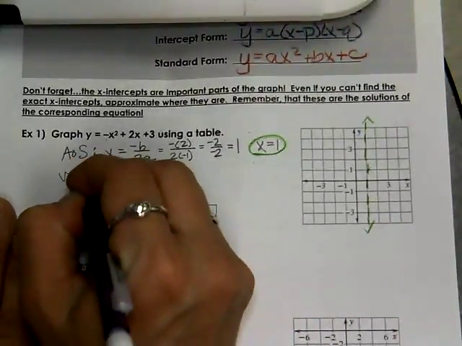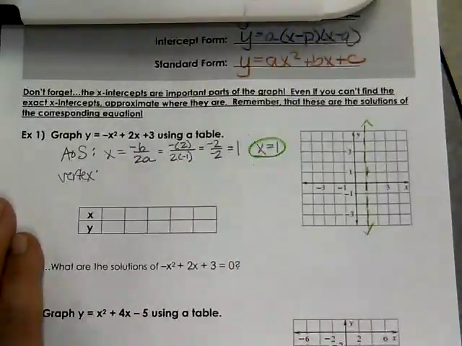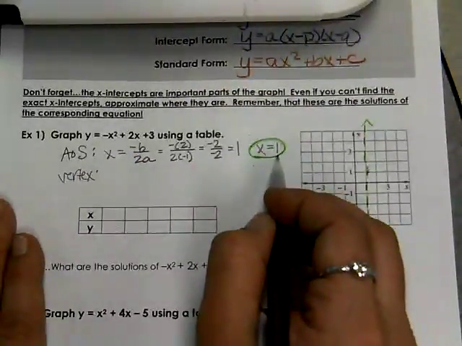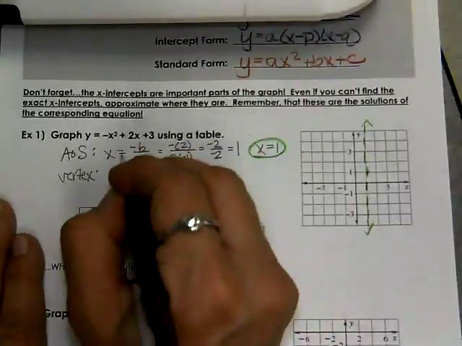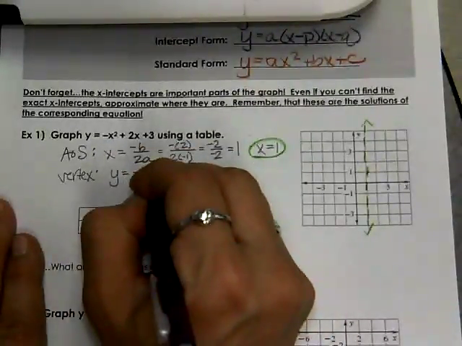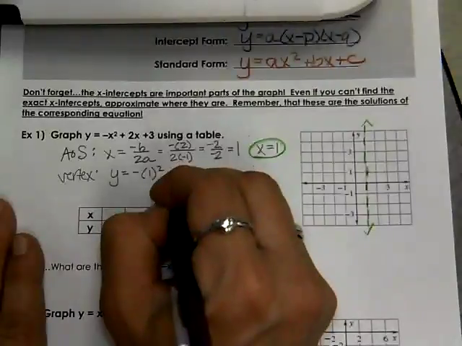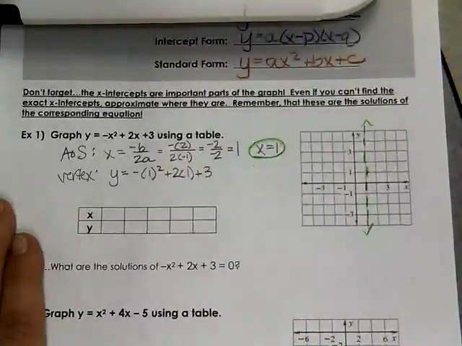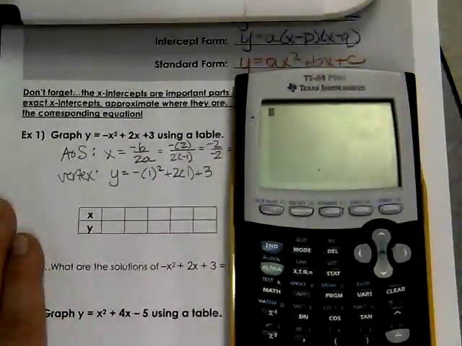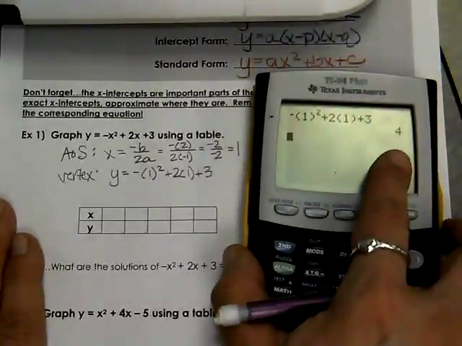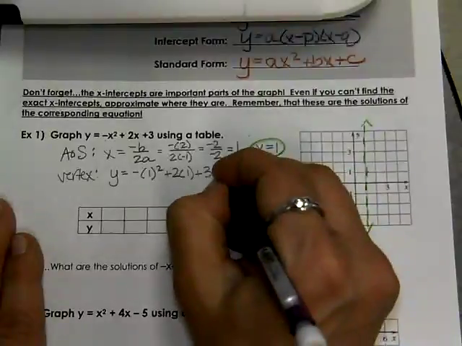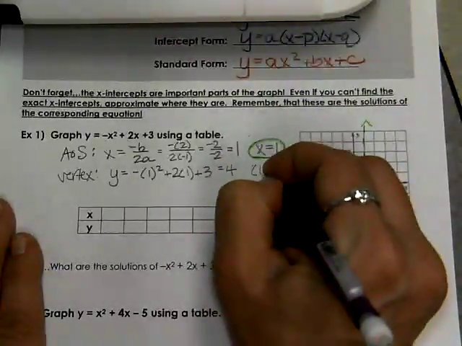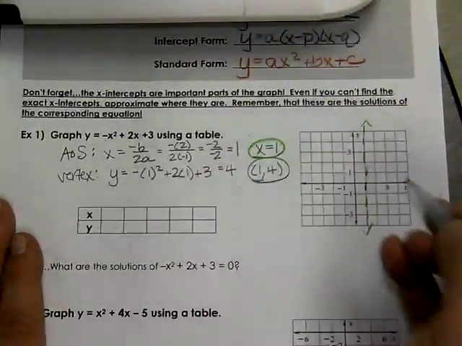So now for our vertex. For our vertex, we're going to put 1 in place of x to help us find y. So we're going to have negative 1 squared plus 2 times 1 plus 3. We discussed just putting it in the calculator with all the different parentheses that we're going to need, okay? And we find that that value gives us 4. That tells us our vertex is (1, 4).